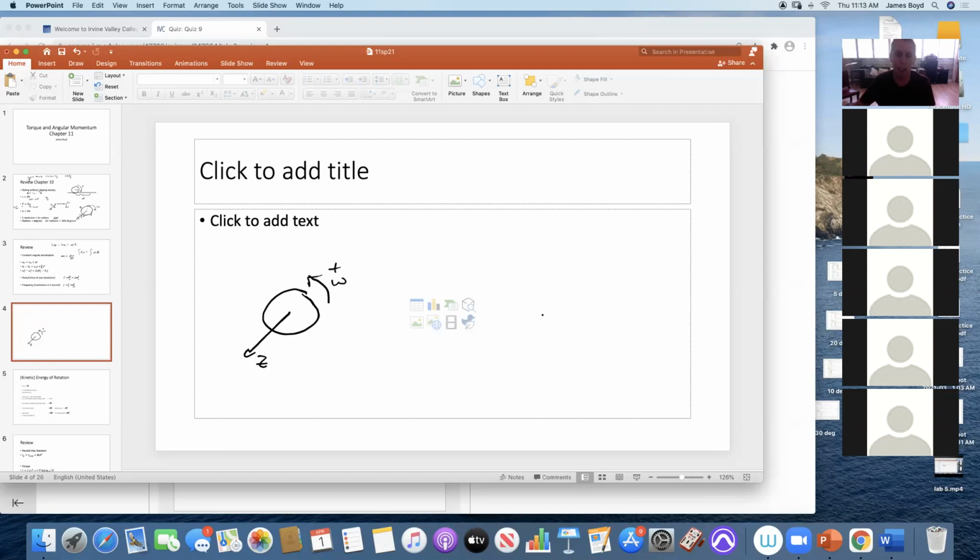And on the other hand, if omega was negative or clockwise, then by the right-hand rule, if you try to turn your fingers to the right, this would be into the page, negative z hat is what we say. But it's important to remember that whatever the axis is, I'm just generally calling it z hat.